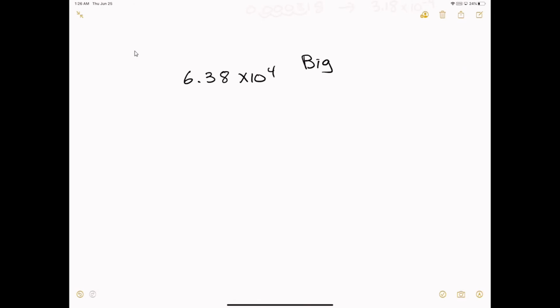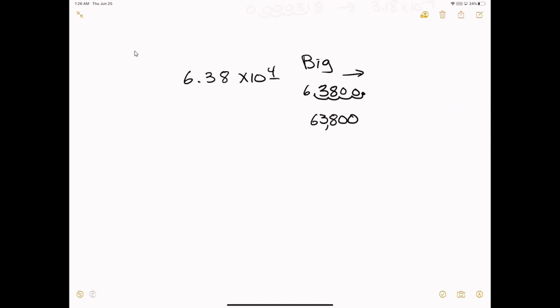So now all I have to do is write 6.38, and I have to move over 4 spots. Because I'm making a big number, I'm going to want to go to the right. I want to make it big. So I'm going to go 1, 2, 3, 4. So the decimal point is going to be here. Now notice there's a couple extra spaces here. There's empty spaces. All you've got to do is fill those in with zeros. So what you're left with is 63,800. And that's all there is to scientific notation.